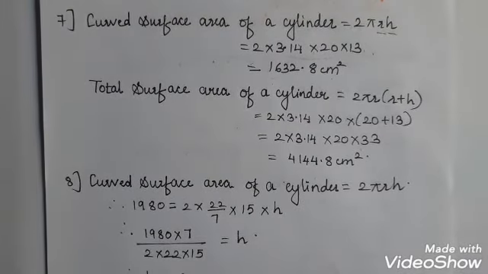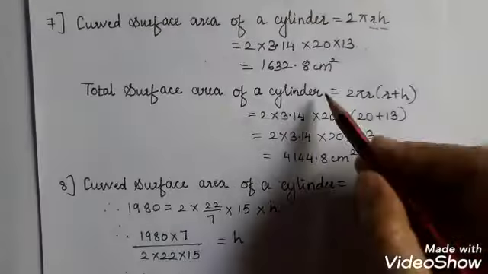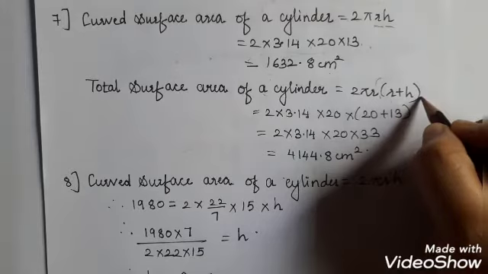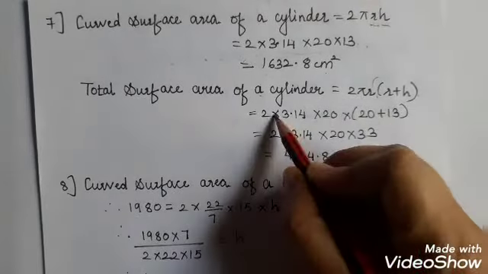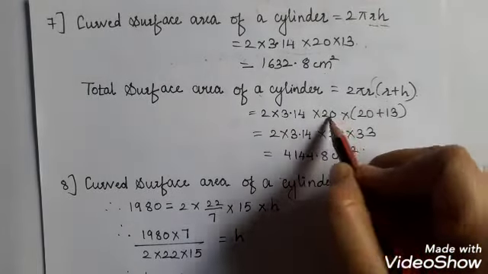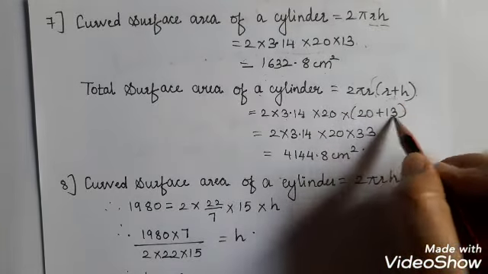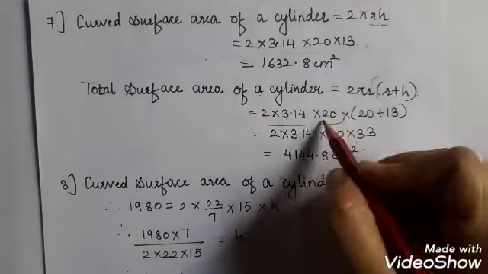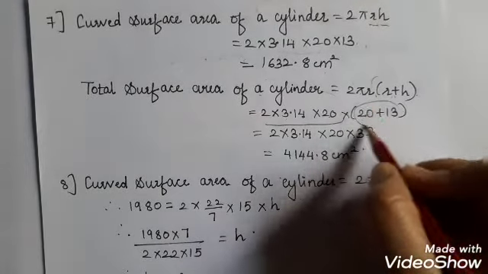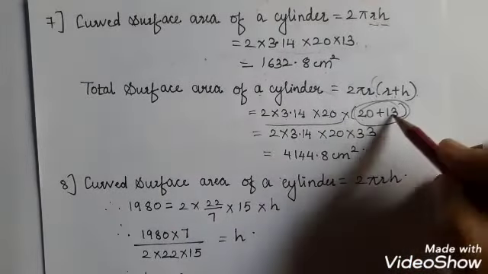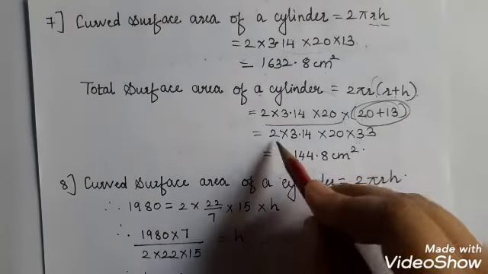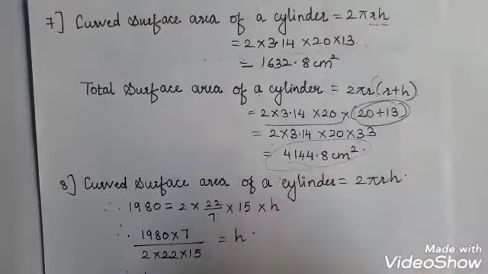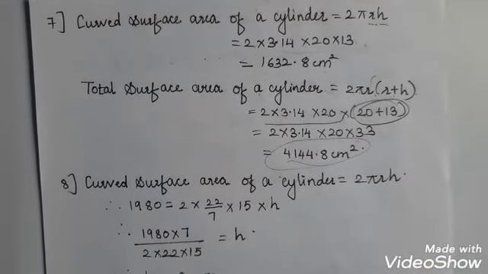Then find the total surface area. The formula to find the total surface area is 2 pi r bracket r plus h. So 2 into pi is 3.14, r is 20, bracket 20 plus 13. Before you multiply, you are going to add the bracket terms. That is 20 plus 13, that is 33. So you multiply 2 into 3.14 into 20 into 33. This is the answer. Fine.